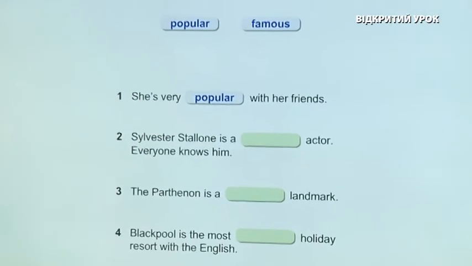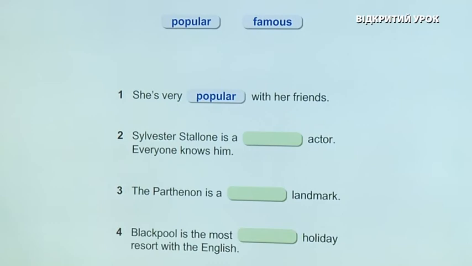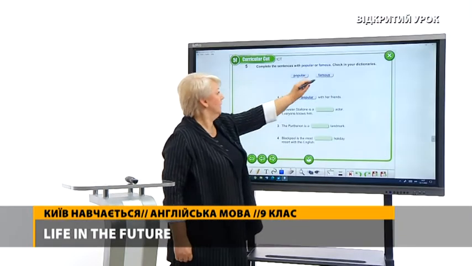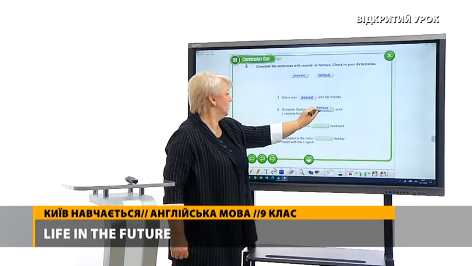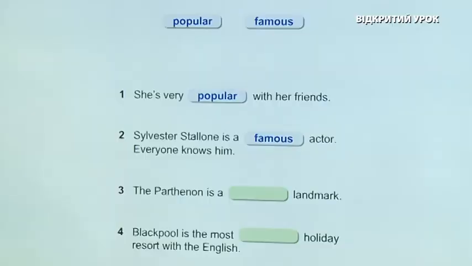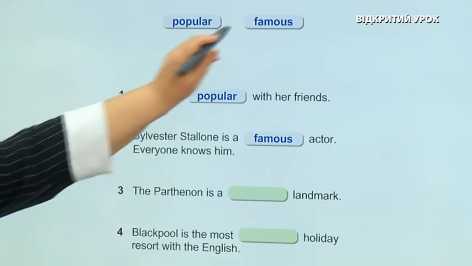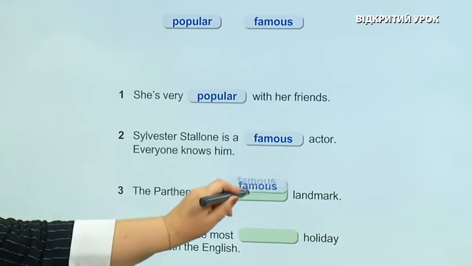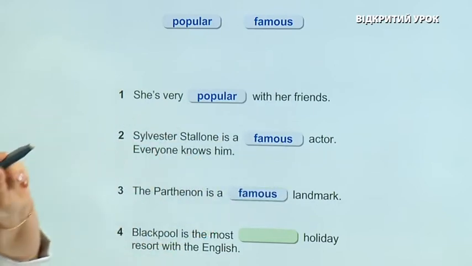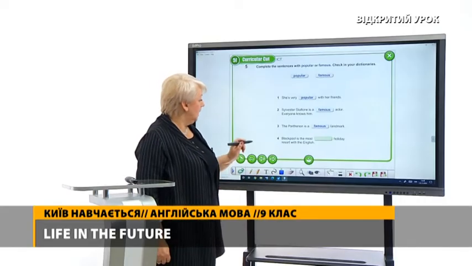Sylvester Stallone is an actor. Is he a popular or a famous actor? Yes, he is a famous actor. The Parthenon is a popular or famous landmark. Of course, it's a famous landmark because all people know about it.